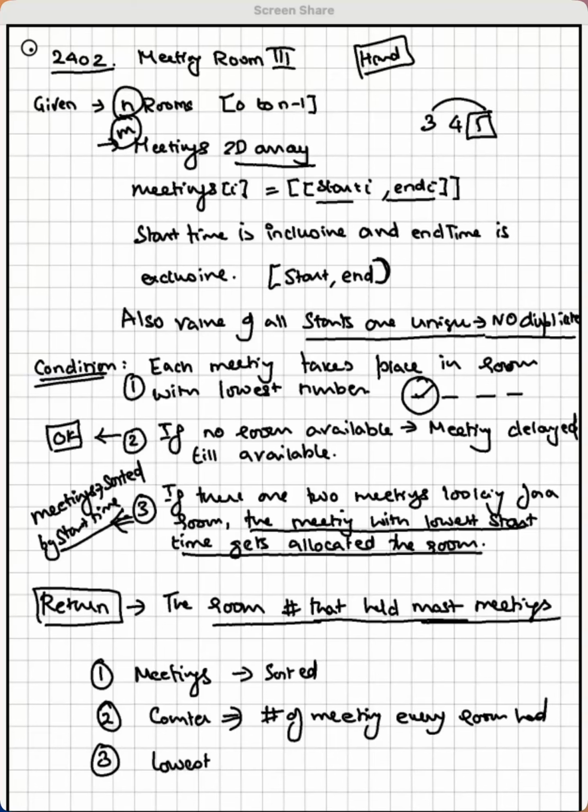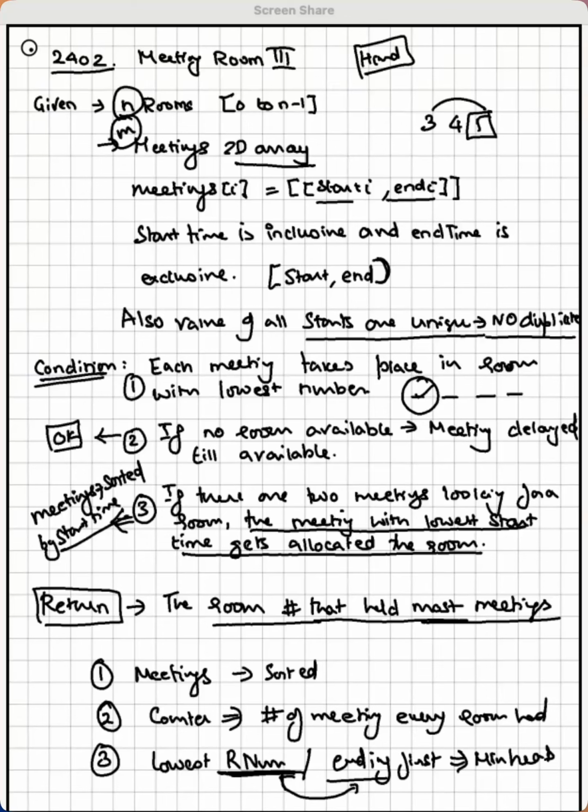If there are meetings that are still running, I will be delayed, but eventually I will pick the room where the meeting ends first. So I need something ending first. From here I can conclude that I need a min heap, because I need the lowest room number and I also need the lowest end time. But these two cases are different.